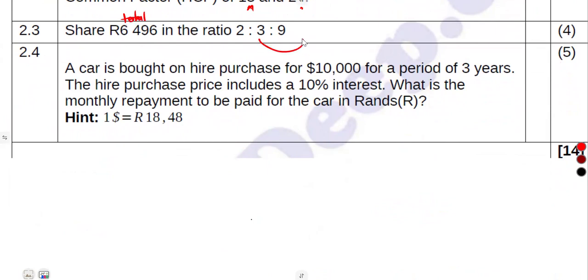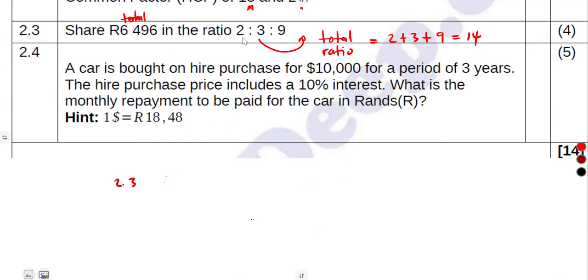So in order for us to share in this ratio, we must determine the total ratio. So that's simply add 2 plus 3 plus what? 9, not 8. This is 9. So that's it. This is going to give us 14. So therefore, we can simply share these ratios, all right?